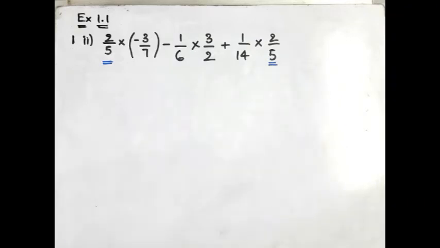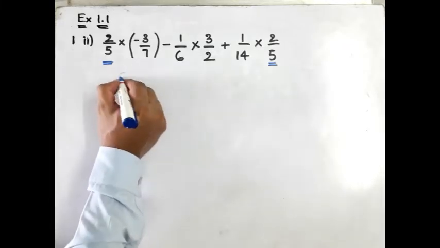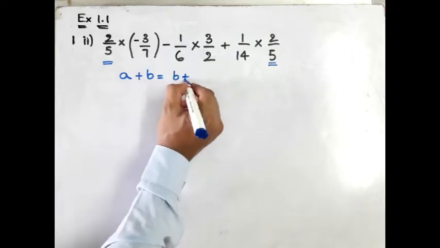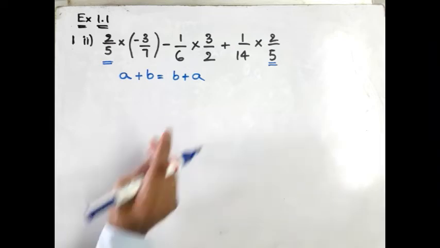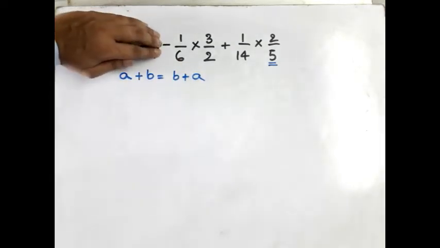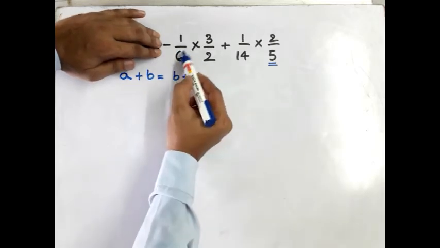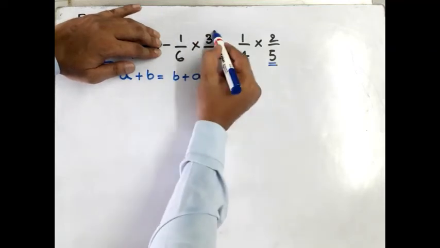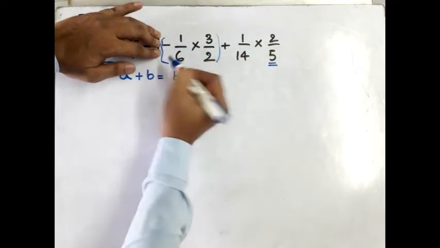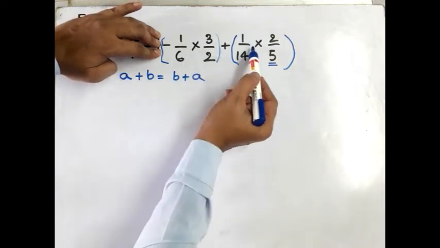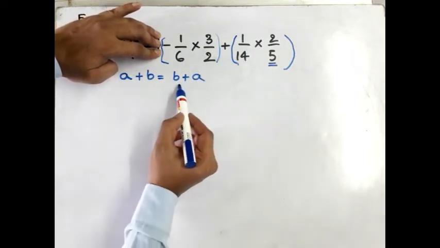Now let us recall the property of commutativity. What it actually says: a plus b is equal to b plus a. Forget about this term for some time. Minus 1 by 6 into 3 by 2 plus 1 by 14 into 2 by 5. If we consider this one as one term and this one as the second term, a plus b is equal to b plus a.